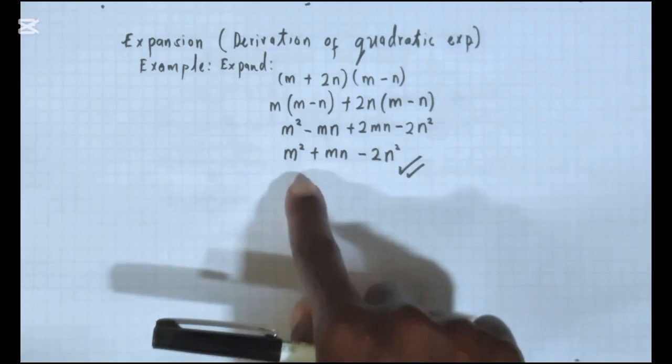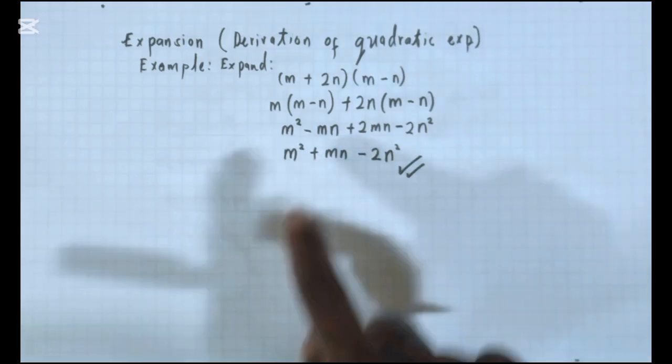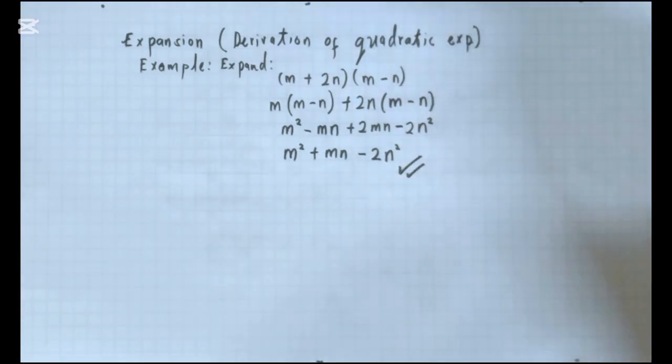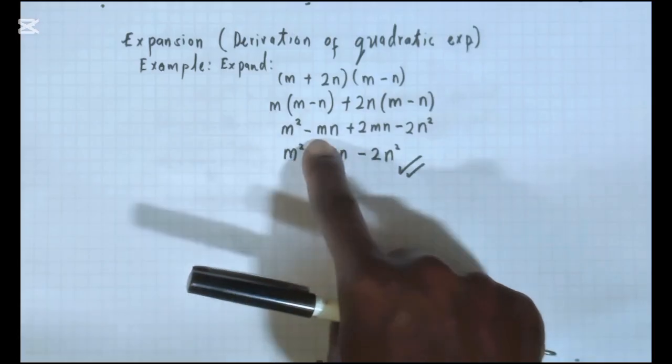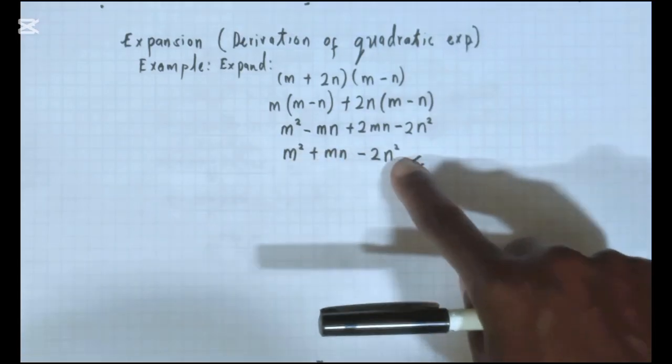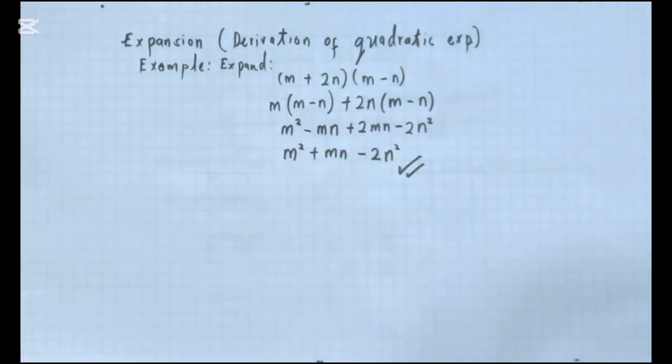So why is it quadratic? The highest power of the variable m is 2, and in this particular case we also have n raised to 2. So the highest power of these variables is 2, and that already qualifies it. So basically we'll just leave it at that. I don't want to go to the general format at the moment.